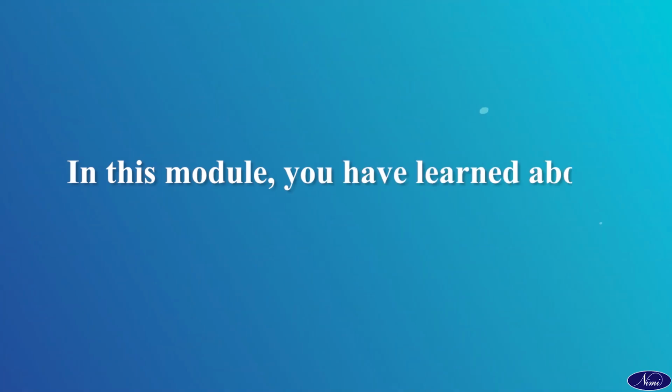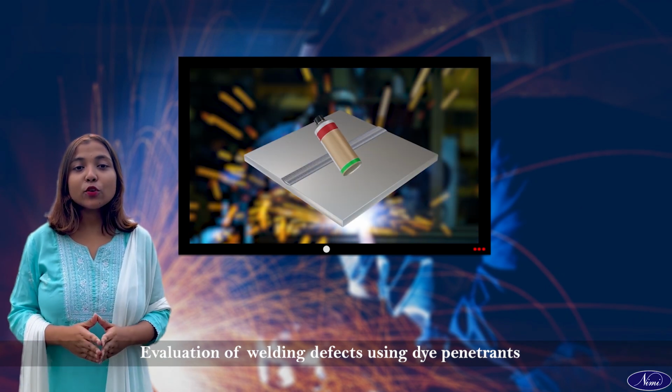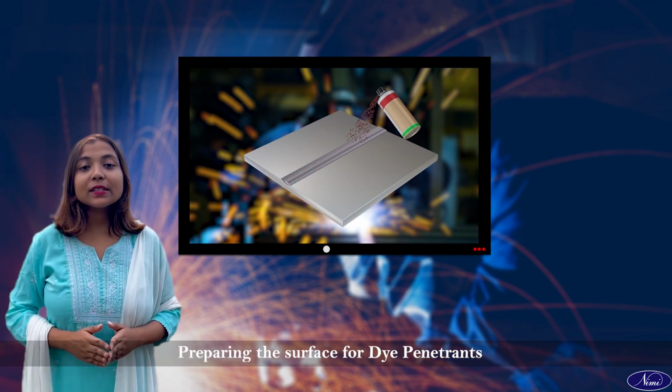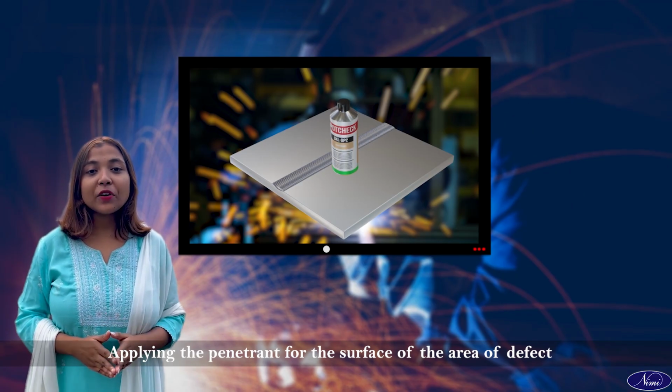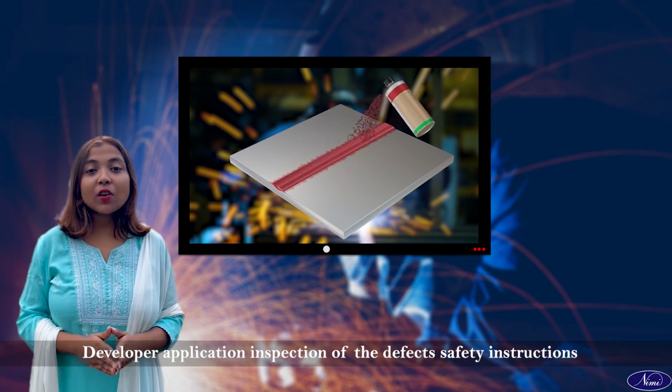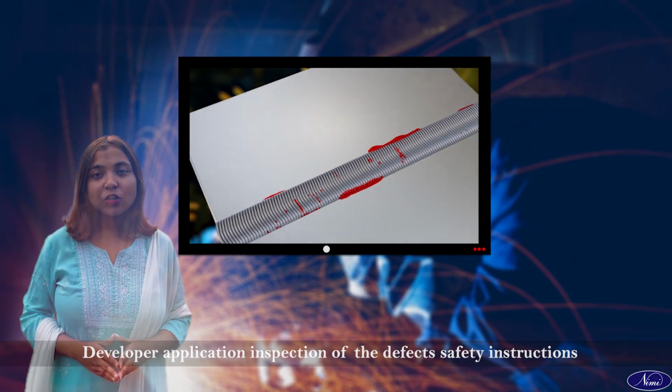In this module, you have learned about evaluation of welding defects using dye penetrants, preparing the surface for dye penetrants, applying the penetrant to the surface of the area of defect, developer application, inspection of the defects, and safety instructions.